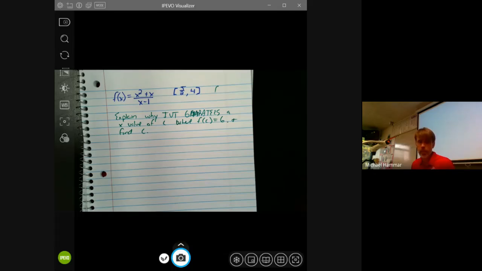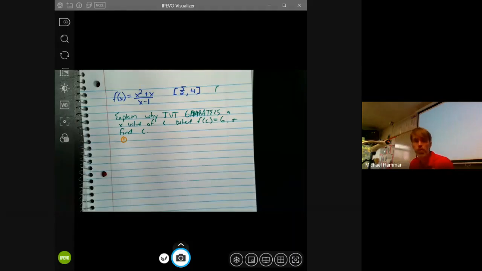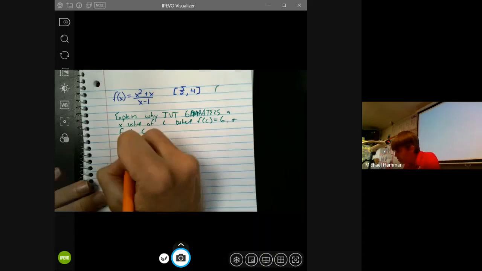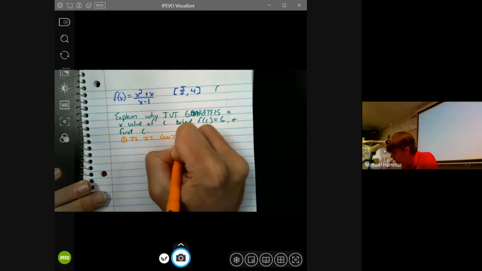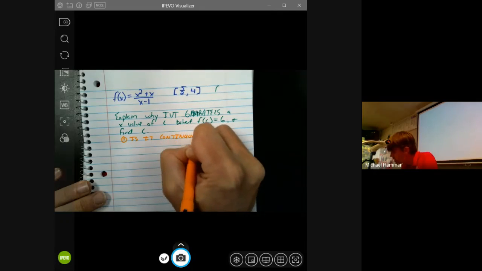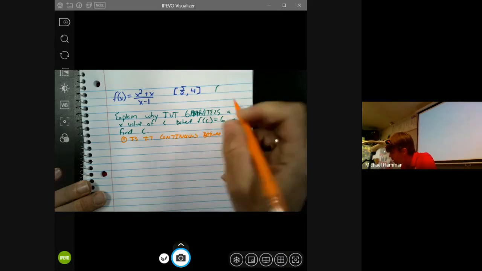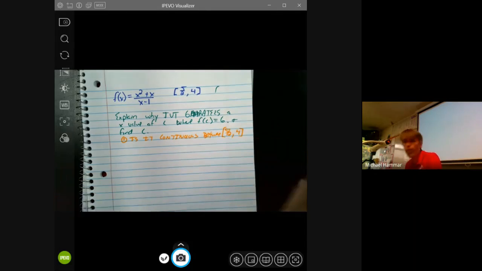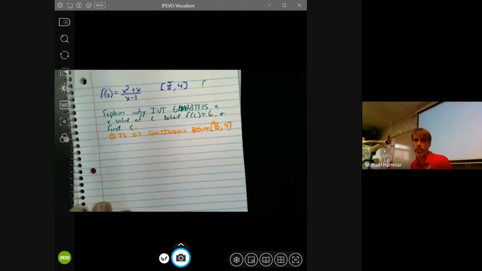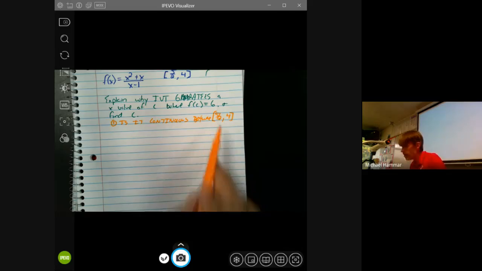But the first thing, there's two things you kind of have to do. You need to think about the problem first. The first thing you need to think about is, is it continuous? Now, it's continuous between 5 halves and 4. So before you even start using the intermediate value theorem, you need to know it's continuous between 5 halves and 4.